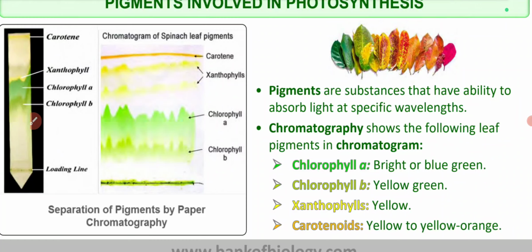There is a practical about chromatography. You all did this practical in your biology lab, to separate the pigments of a plant. And finally, what output comes? Now, on a paper, you can easily identify chlorophyll b, chlorophyll a, xanthophylls and carotenoids.